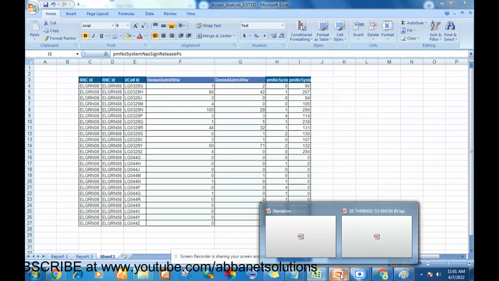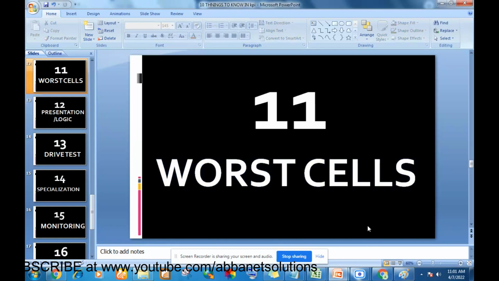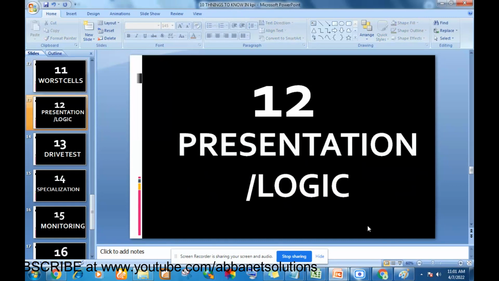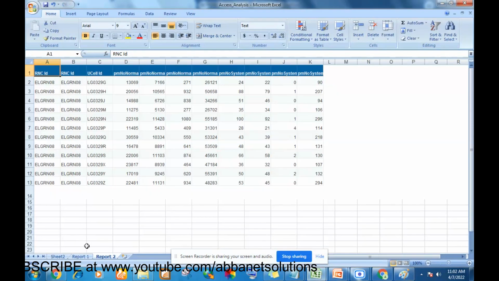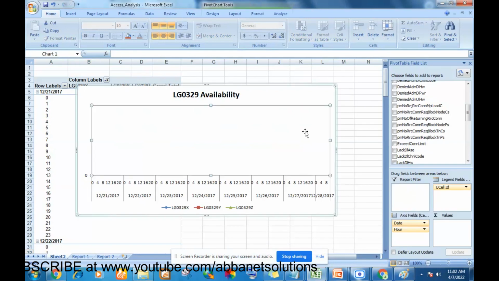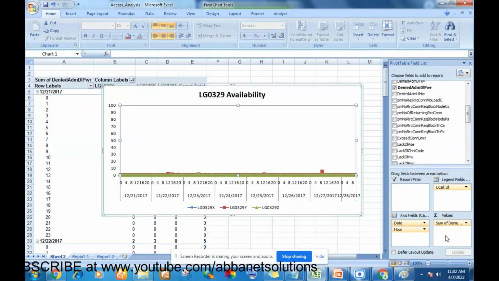Okay, all right. Let's go to the next one, which is number 12: presentation and logic. One thing KPI engineers should always know how to do is to do your presentation very well and be able to defend what you present in terms of KPI and reporting. If you have come up to say this is the problem of a particular cell, you should be able to say why this is the problem of the cell, and you should be able to do a very good report.